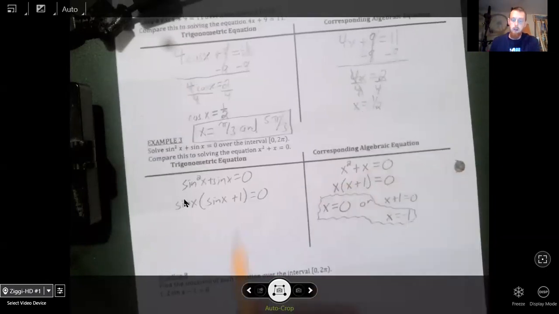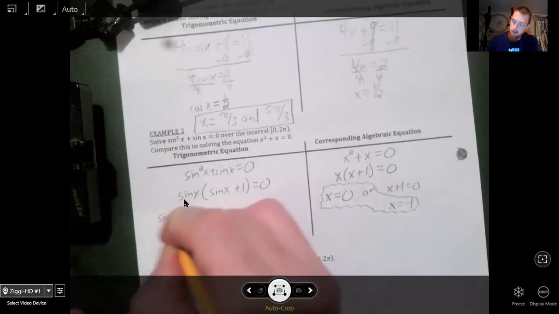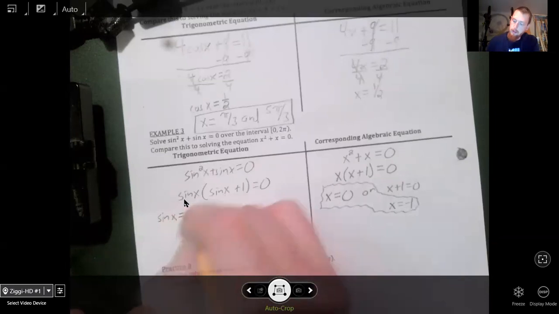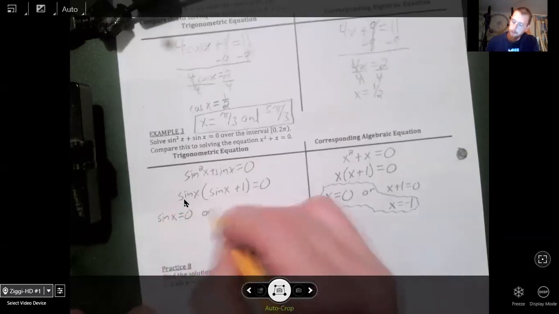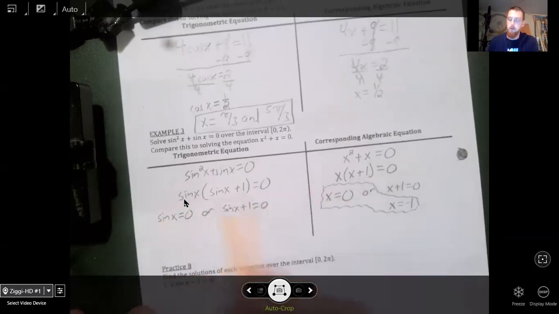All right, same thing right here. If the sine of x is 0, then I don't particularly care what this is. It could be any number. This product is still going to be 0. So either the sine of x is 0 or the sine of x plus 1 is 0. If the sine of x plus 1 is 0, it doesn't matter what the sine of x is. This product is still going to be 0.